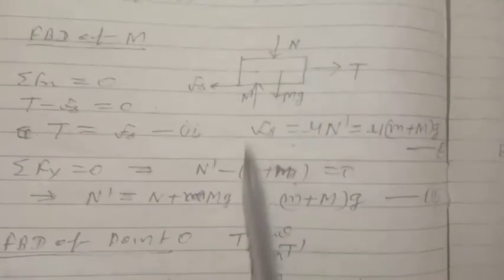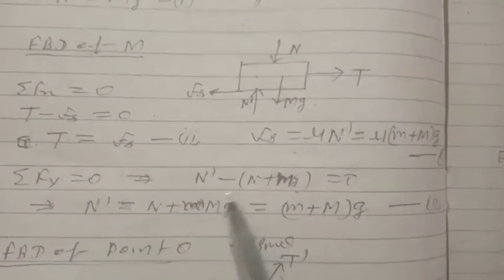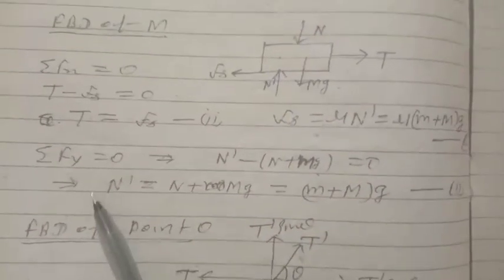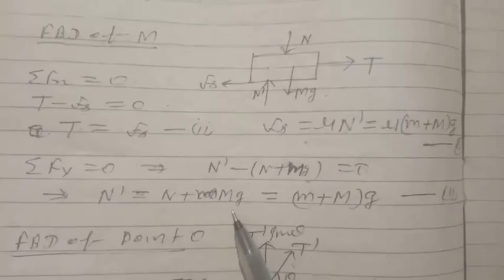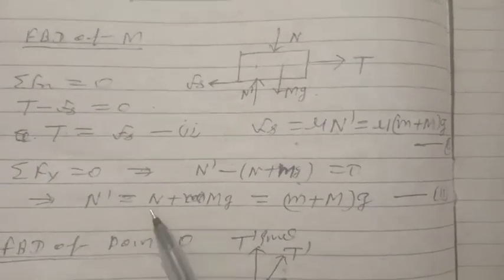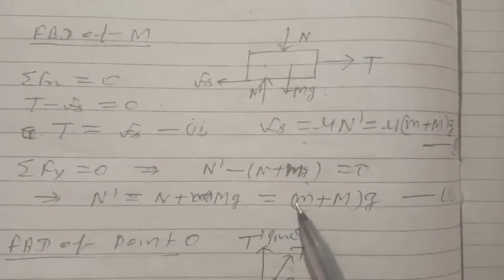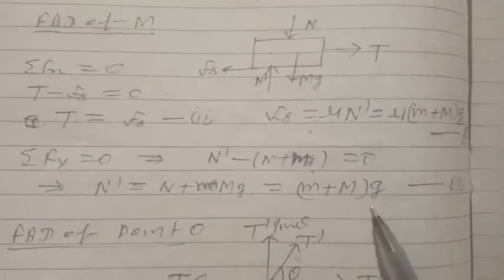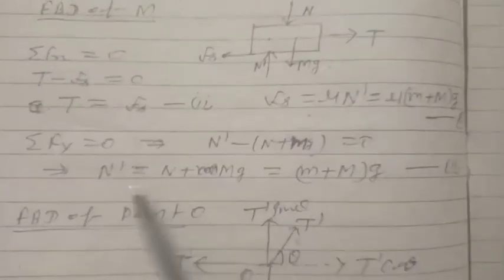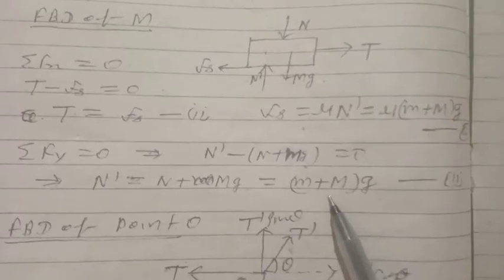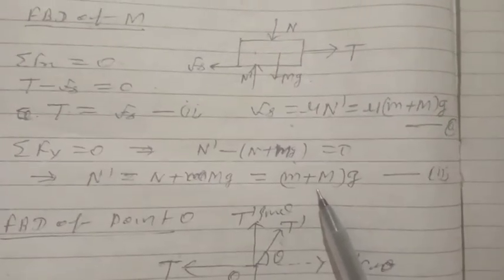Now sigma Fy equals 0. This gives N dash minus N plus mg equals 0. This implies N dash equals N plus mg, or we put the value of N as Mg, so (M plus m) into g. This is equation 3. Now N dash has been calculated, (M plus m) into g.